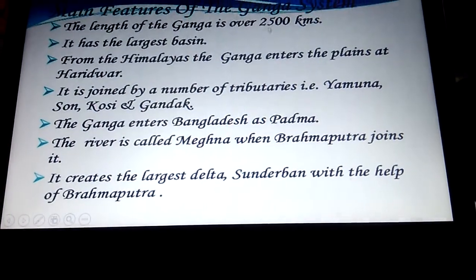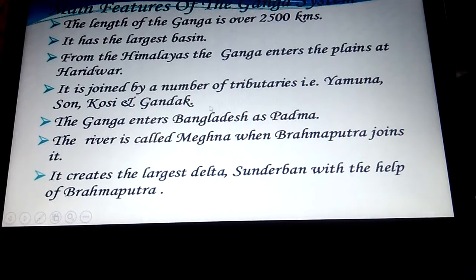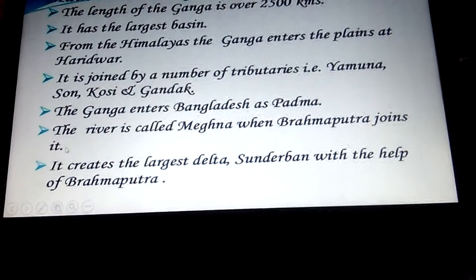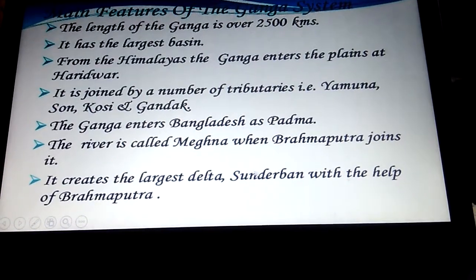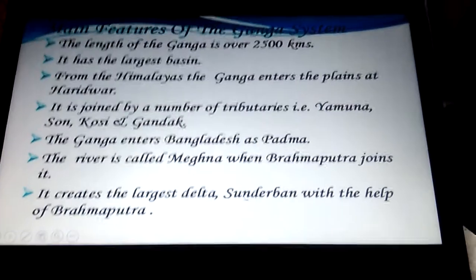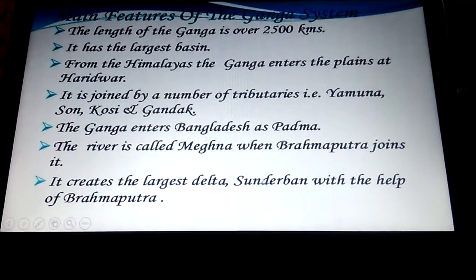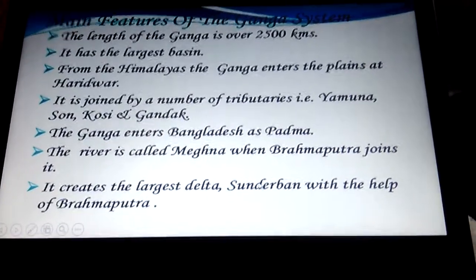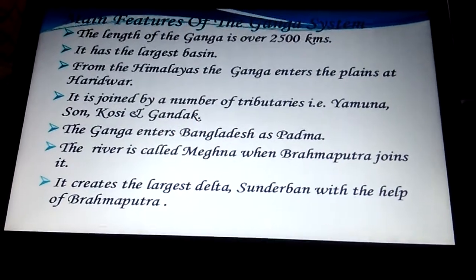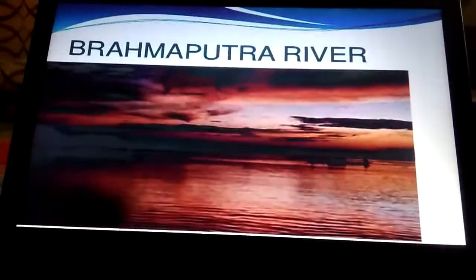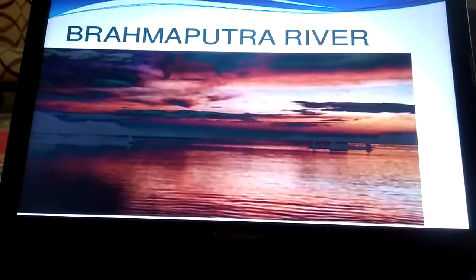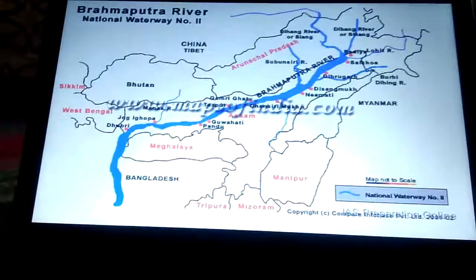The length of river Ganga is shown here, and when the Ganga enters Bangladesh, we call it Padma. And this Ganga river and the Brahmaputra river, both of them make the largest delta, that is called the Sundarban Delta, which covers the area of West Bengal and Bangladesh. Then we have the third river system, which we call the Brahmaputra river system.